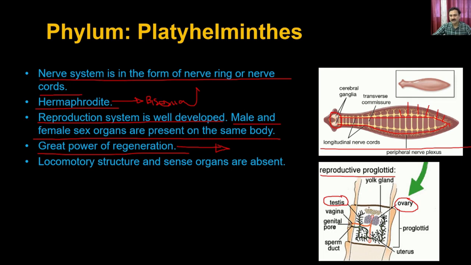You can imagine that this is a cross section of one segment of this tapeworm, where you have the testes. These testes produce the sperm, and these are the ovaries. They produce the egg, and that's how there is internal fertilization.